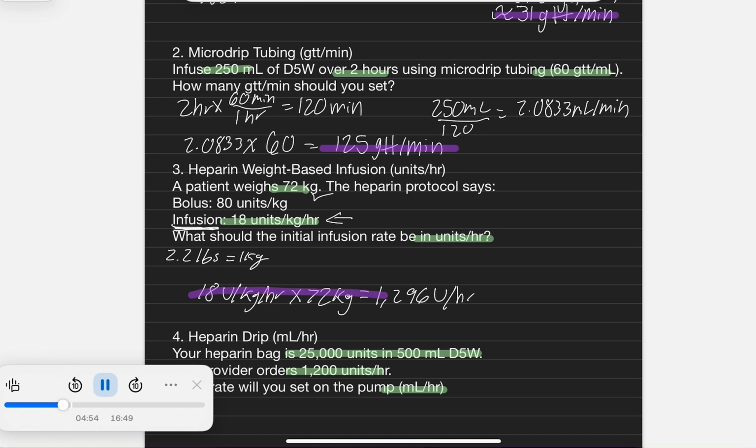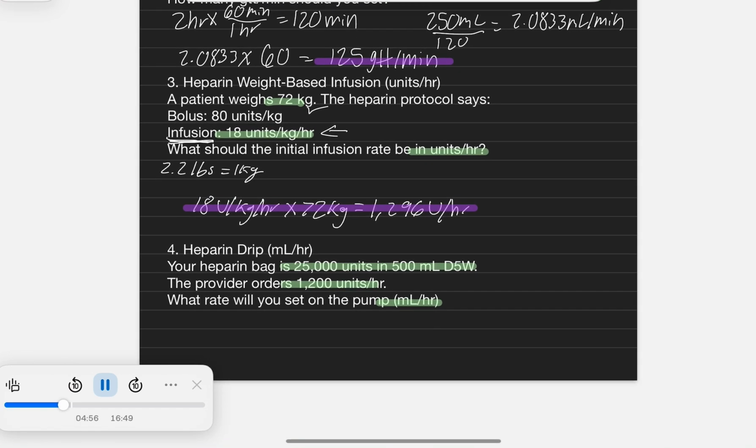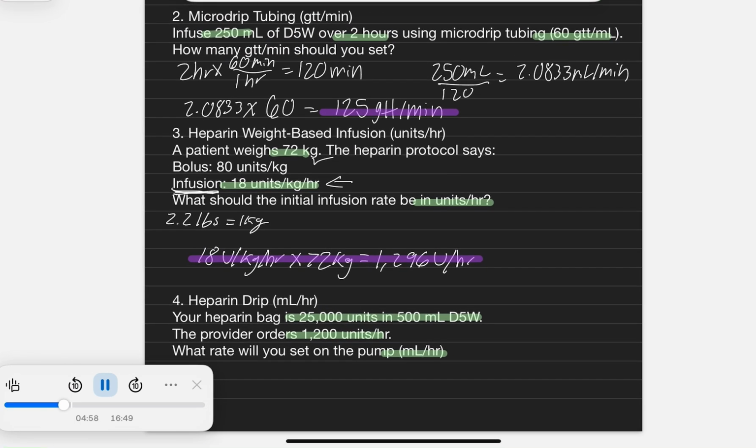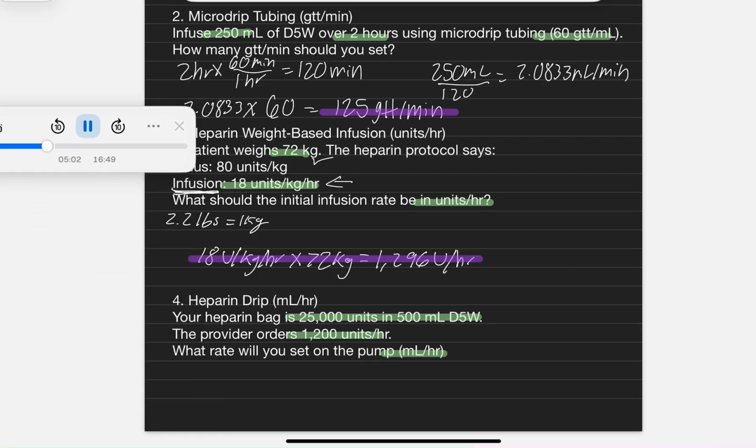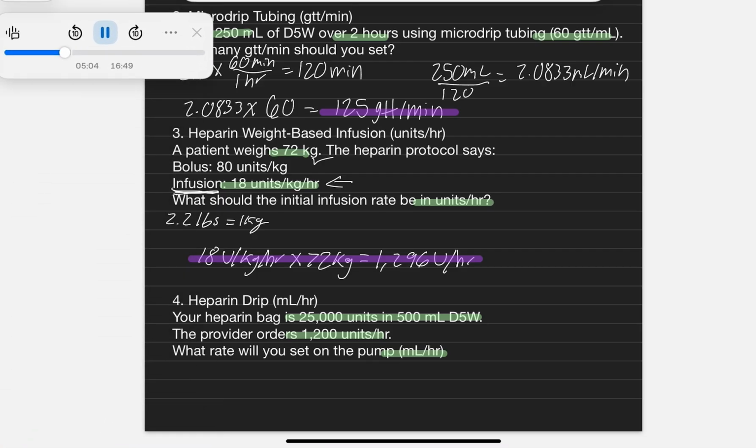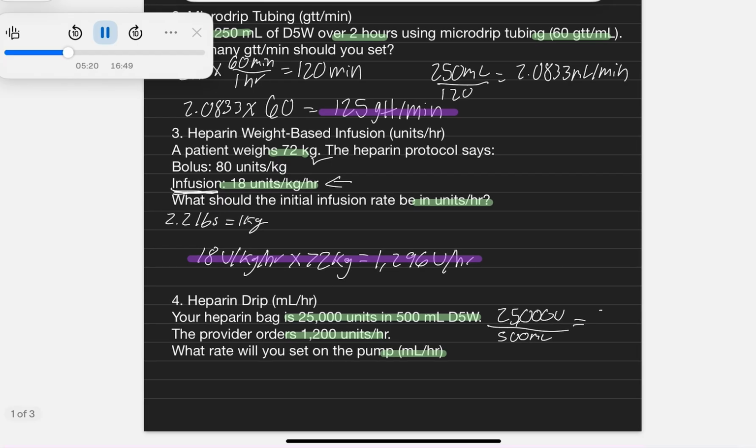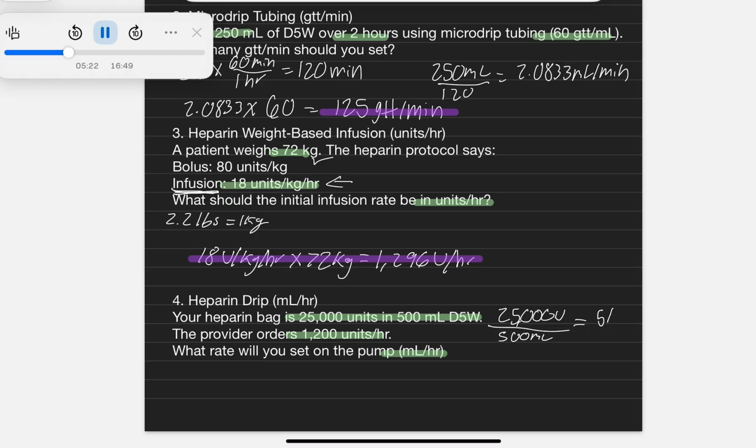Looking at question number 4, we have 25,000 units in a 500 mL bag. To make it easier for myself, I like to do the amount of units per one singular mL. So I'm going to divide that 25,000 by 500, which would give me 50 units per mL.